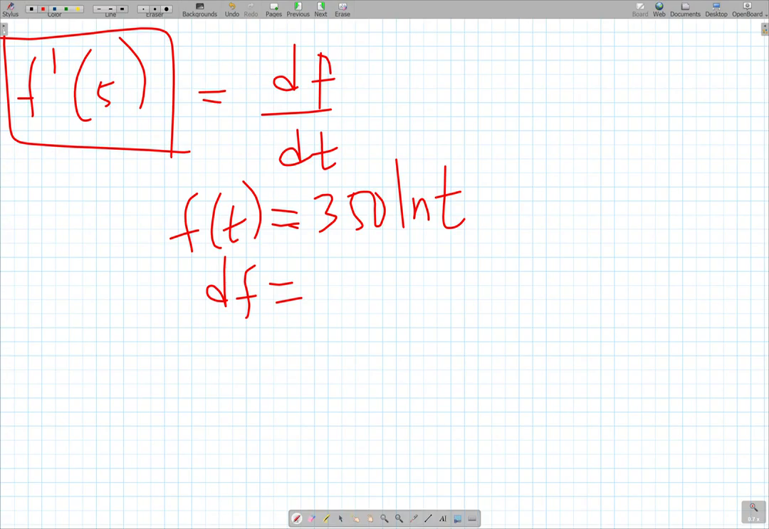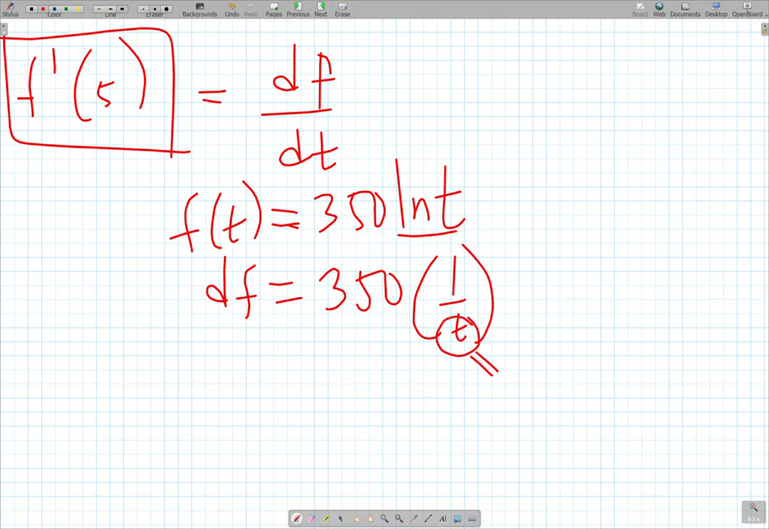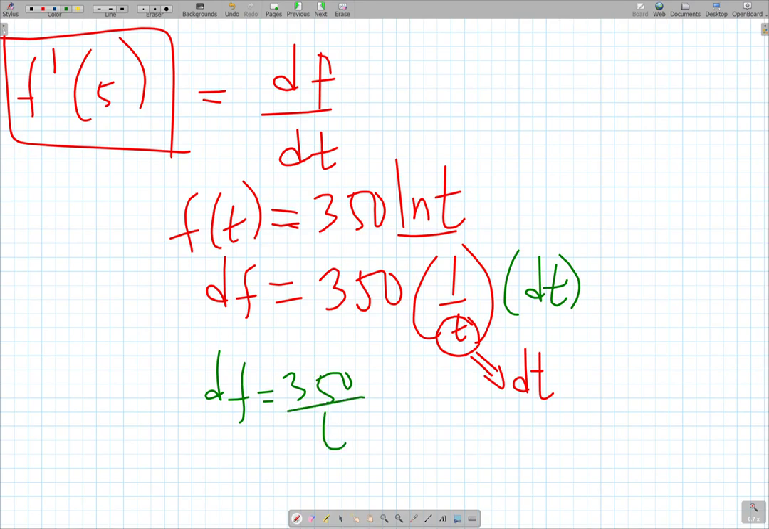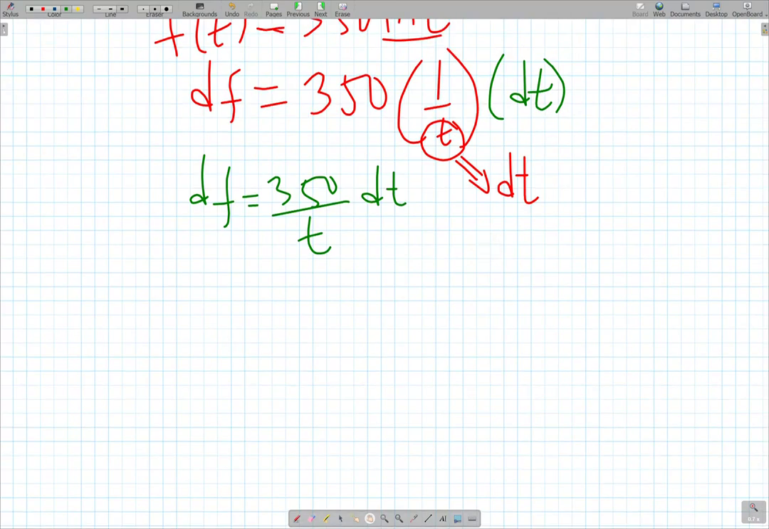Equals, so that is ln, right? The derivative of ln: we copy the 350, and then the derivative of ln of t is 1 over t, and then the derivative of t, of course, dt. Right? So, we multiply this by dt. So, your answer, the equation will be df is equal to 350 over t dt. So, we are looking, class, for df over dt. So, you just divide both sides by dt, so we can cancel out dt.